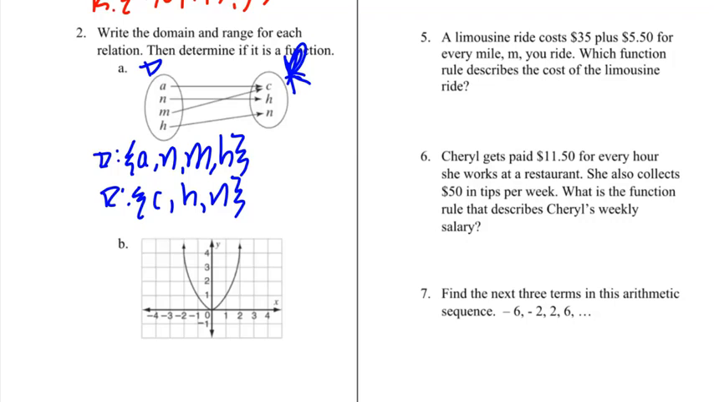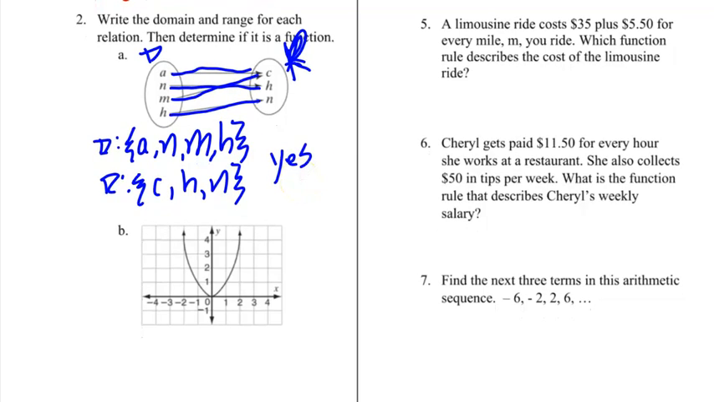Now, to determine if this is a function or not, I look at the domain. And for the domain, you can only have one domain and one range. So here, I only have one line leaving the domain to a range. So for a mapping diagram, as long as one line leaves the domain, it would be a function. So yes, this is a function.